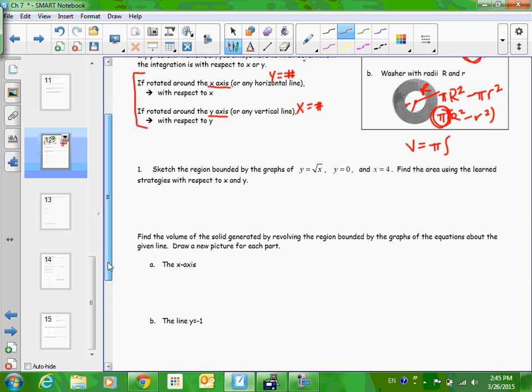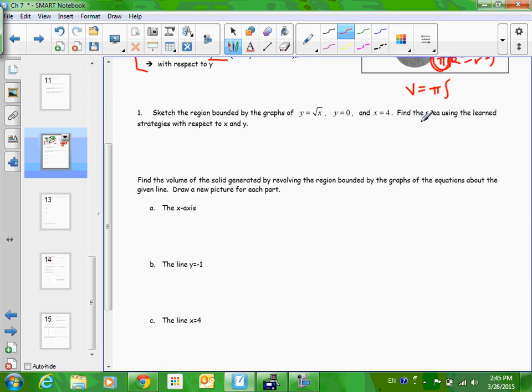All right, so let's look at number 1. The first part is just find the area. This is something you should be pretty good at by now. If you're not, then we've got to get you good at it. Square root of 0 is 0, square root of 1 is 1, square root of 4 is 2. That's what the square root graph looks like. If you look at the little yellow paper that I gave you, it is this graph. y equals 0 is just the x-axis, and then x equals 4 is this vertical line. So this is the area that I'm finding.